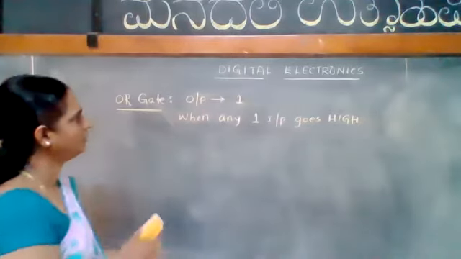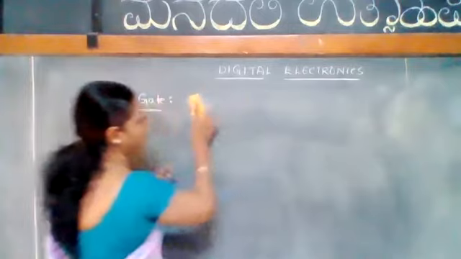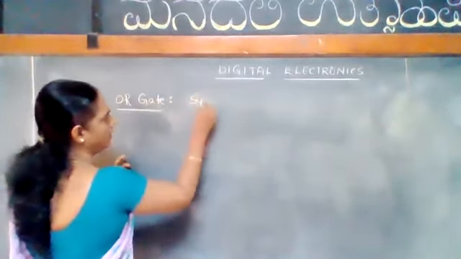Okay, how to represent it symbolically? How to represent the OR gate? Symbol of OR gate.